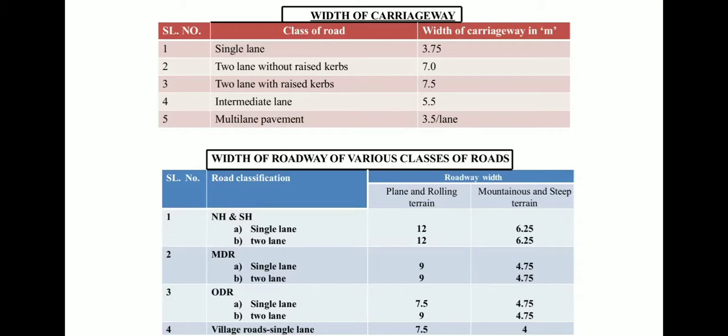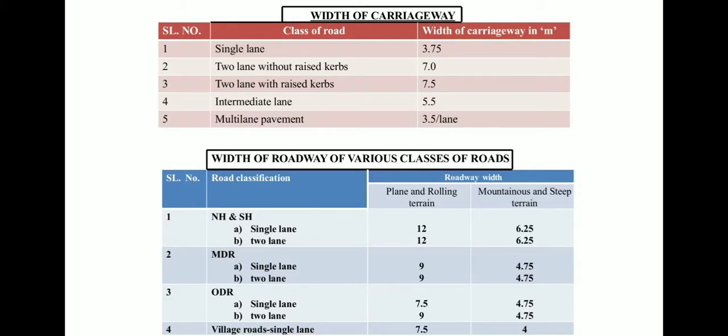Single lane width of carriageway should be 3.75 meter. Two lane without raised curbs width of carriageway should be 7 meter. Two lane with raised curbs width of carriageway should be 7.5 meter. Intermediate lane 5.5 meter and multi-lane pavement it is 3.5 meter per lane. Okay, so width of formation or width of carriageway is the sum of widths of pavement or carriageway including separators if they are provided. Okay, so width of roadway of various classes of road.